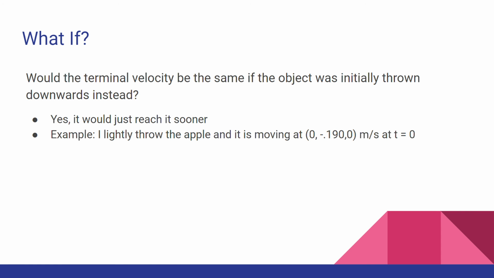Would the terminal velocity be the same if the object was initially thrown downwards? Yes, it would be the same terminal velocity, however, it would just reach that velocity sooner. For example, if I throw an apple and it is moving at negative 0.190 meters per second at time t equals 0, then it would reach the terminal velocity sooner because it's already moving. Whereas if it started at rest, it would have to go from rest to negative 0.19 meters per second, and then on to that terminal velocity.